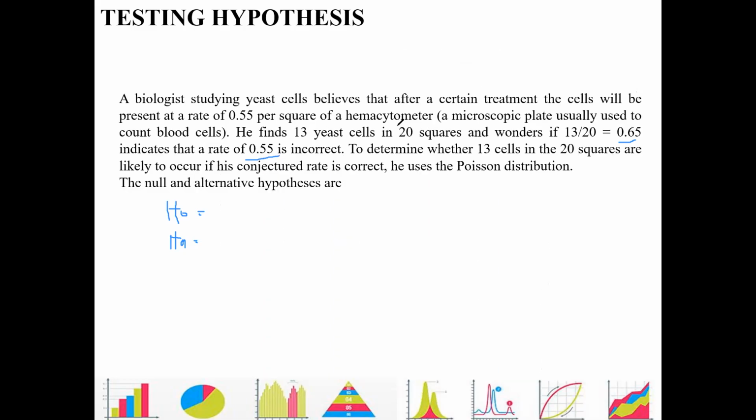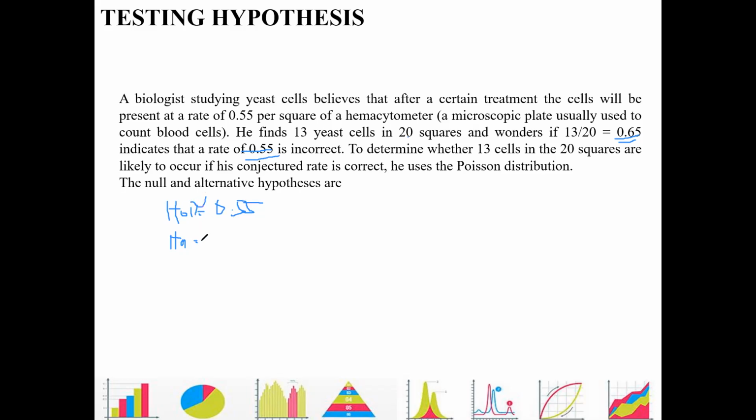Ano ang ating null hypothesis? 0.65 or 0.55? Ay, 65 po. 0.65, ito yung kanyang resultant. Kasi nung nag-experiment na siya, lumabas is 13 over 20. But ang pinoprove niya is 0.55. 0.55. Yan ang ating null hypothesis.